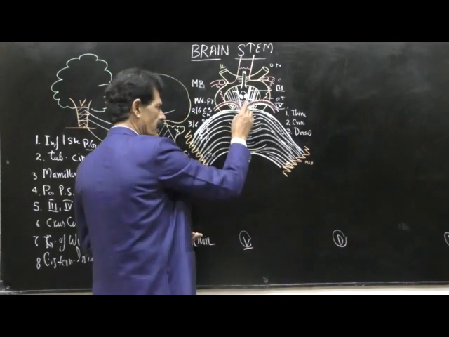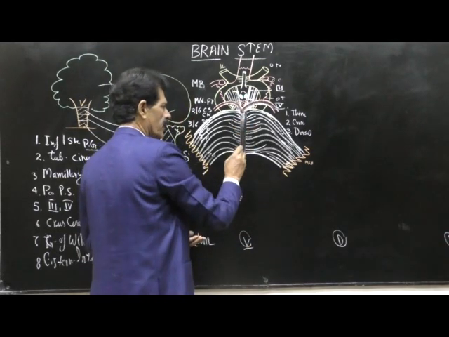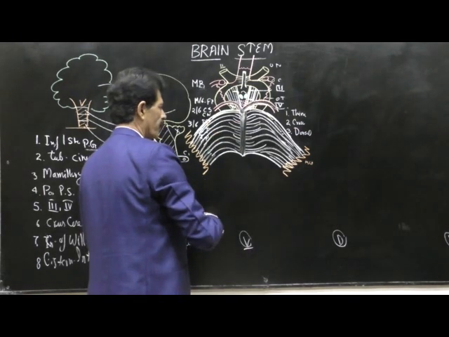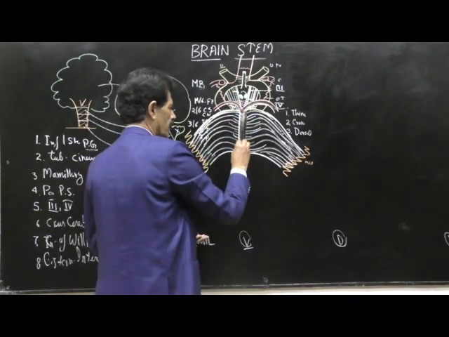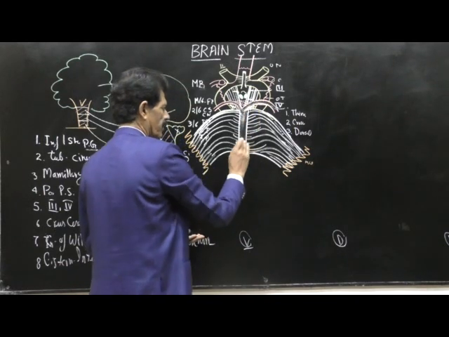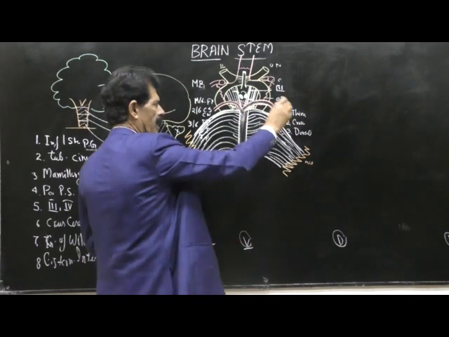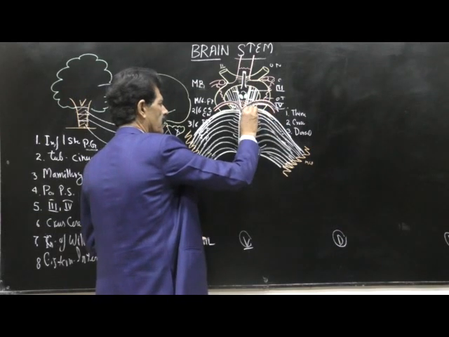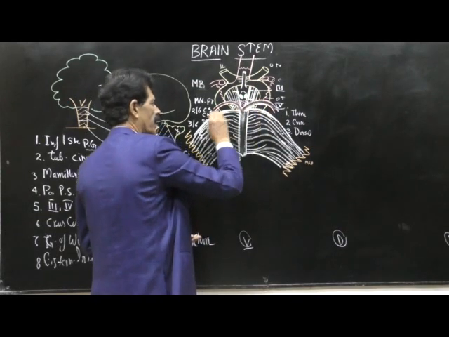So in the median part, the pons becomes depressed, or it has a groove or a sulcus which is called the basilar sulcus, and on either side it is elevated because of the incoming fibers from the crus cerebri.